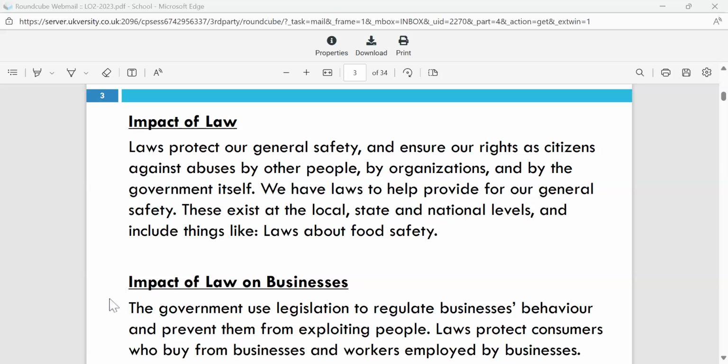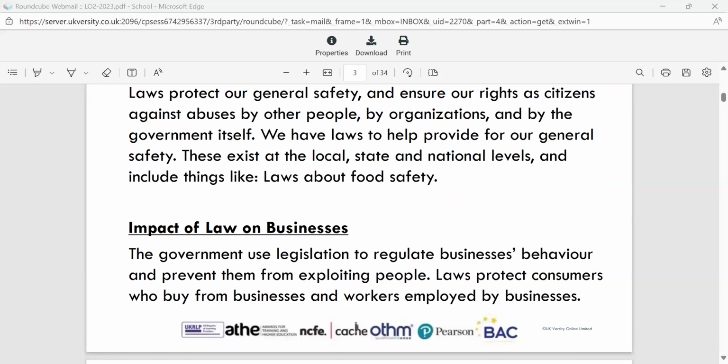Okay. Then we've got the impact of law on businesses. What do you think the major impact of law is on businesses? Do you think the laws are there to protect businesses? Yes, they're there to protect businesses. Yeah. What kind of things can a business do that would not protect them? Selling counterfeit items. Yeah, yeah.